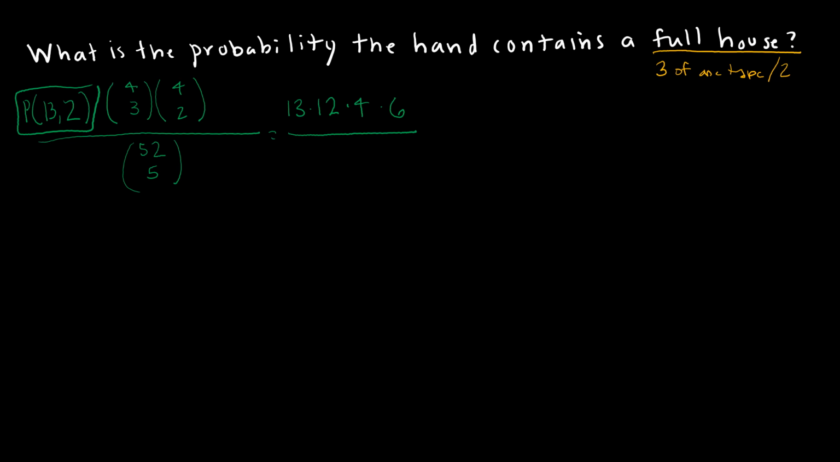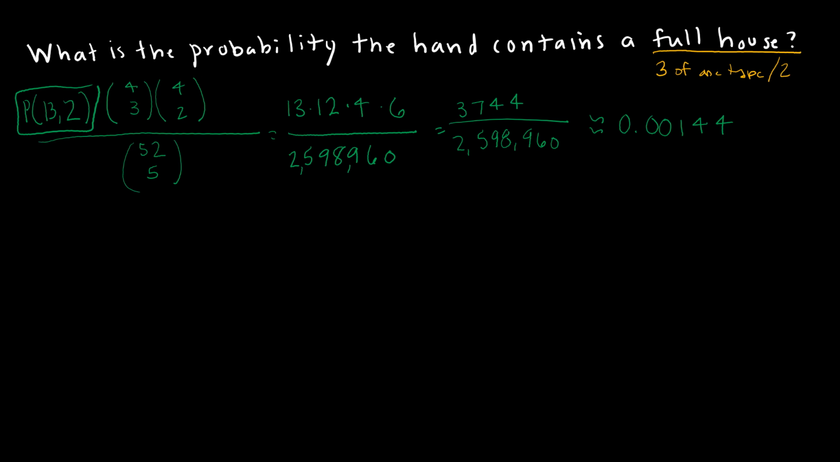And then 52 choose 5, I actually computed on my last example, so we're just going to go right to that value, 2,598,960. That gives me as a numerator 3,744. As a denominator, the same 2,598,960, which is approximately equal to 0.00144, or about 1.44%.